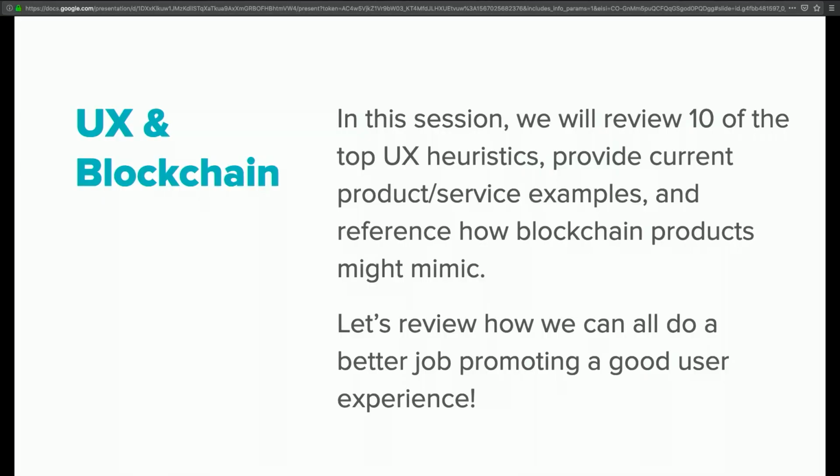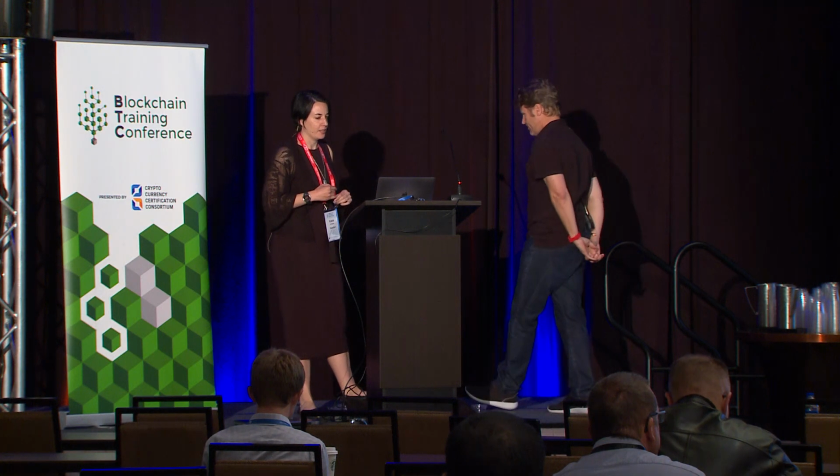So today, like we said, in the session, we're going to review the top 10 UX heuristics. They are from the Nielsen Norman Group. If anyone is familiar with them, they have a lovely website, kind of the founding fathers of usability and user experience. We're going to run through those. We're going to provide some products and examples for each heuristic. We're going to talk about the good and the bad. And then we're going to talk about how blockchain products can improve or learn from other projects or are already doing a thumbs up job. So let's start reviewing.